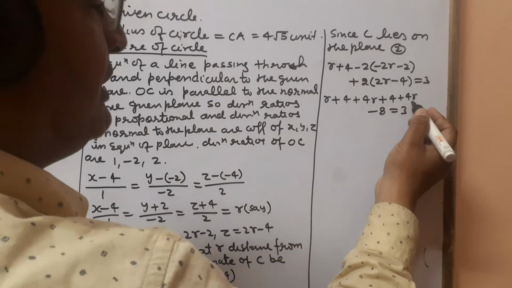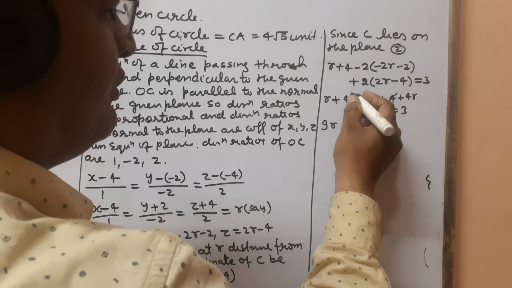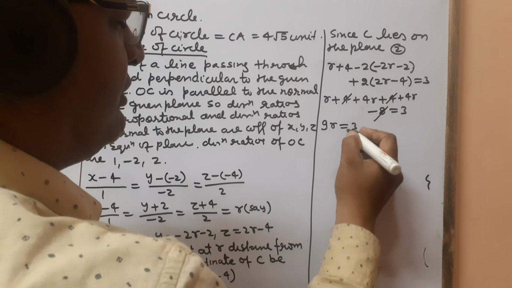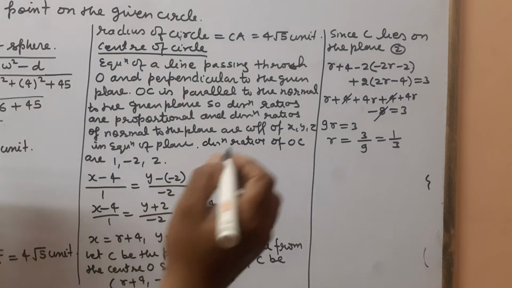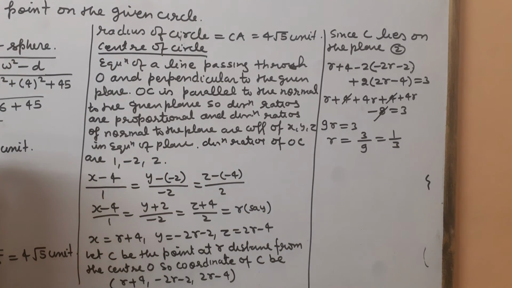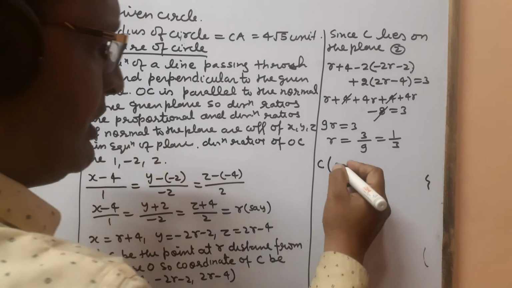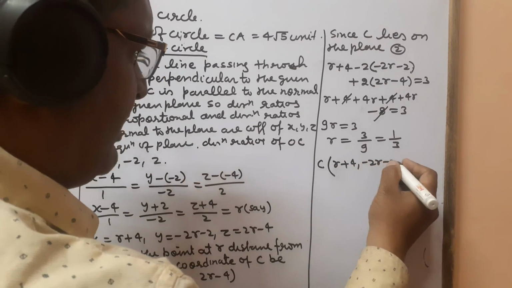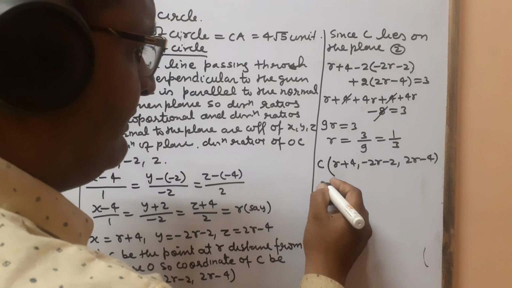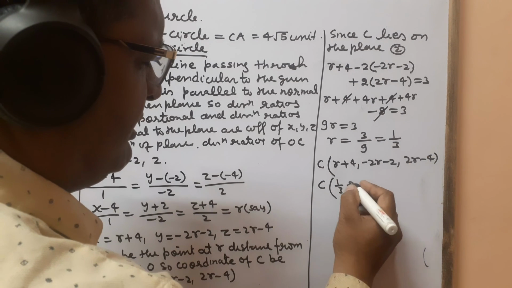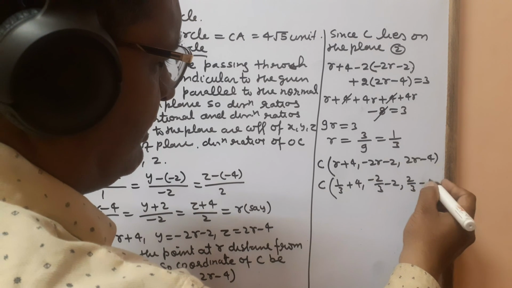So 4r plus 4r, this is 8r, plus 1r, this is 9r, and 4 plus 4 is 8, minus 8 cancels out, is equal to 3. So r is equal to 3 by 9, so this is 1 upon 3. Now we put the value of r in the coordinates of C, we get the coordinates of the center. So C is equal to r plus 4, minus 2r minus 2 and 2r minus 4. So in place of r we put 1 by 3.